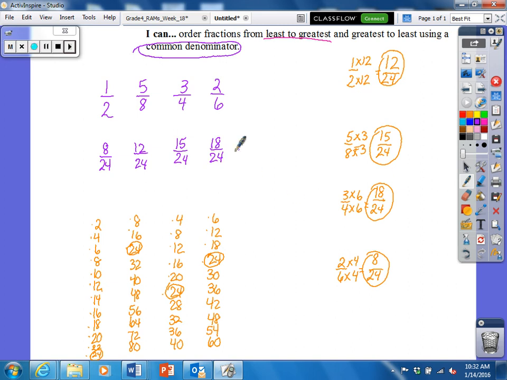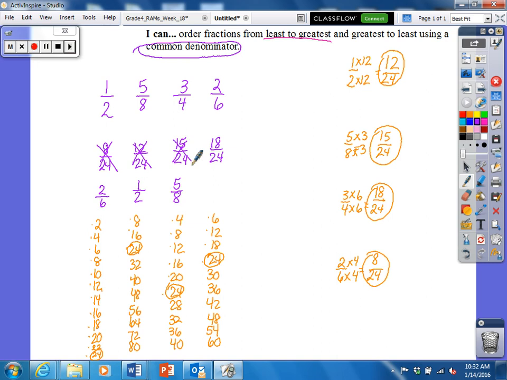Okay? But I can't leave these as 24ths because my problem wants to know what numbers 1/2, 5/8, 3/4, and 2/6 are in order. So I'm just going to come back over here and match. What matched 8 24ths? 2/6. So I'm going to write 2/6 and cross out my 8 24ths. What equaled 12 24ths? So I'm going to come back to my work, and that was 1/2. Cross that out. 15 24ths was 5/8.